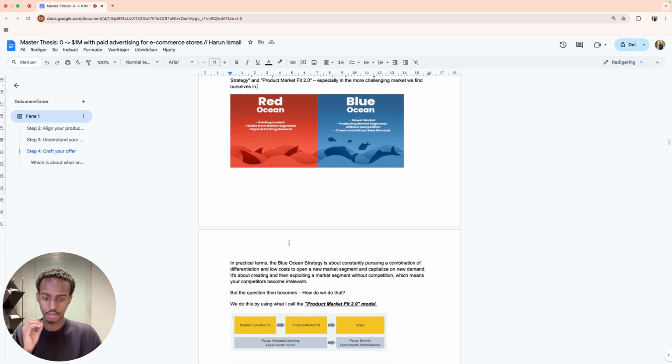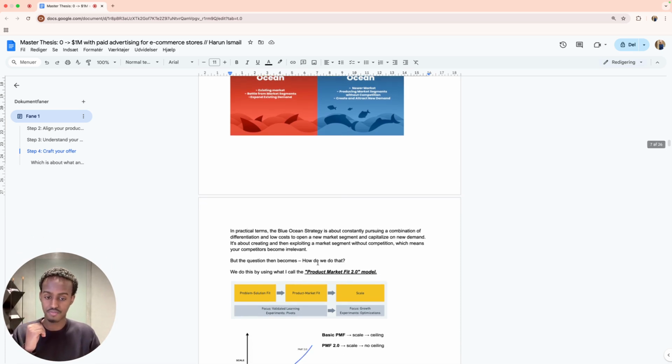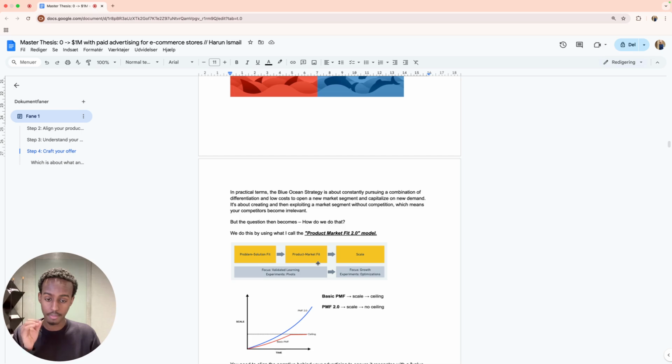And in practical terms, the blue ocean strategy is about constantly pursuing a combination of differentiation and low costs to open a new market segment and capitalize on new demand. It's about creating and exploiting new market segments without competitors, which means that your competitors aren't relevant. But the question then becomes, well, how do we do that? And that's where what I call product market fit 2.0 comes into play.